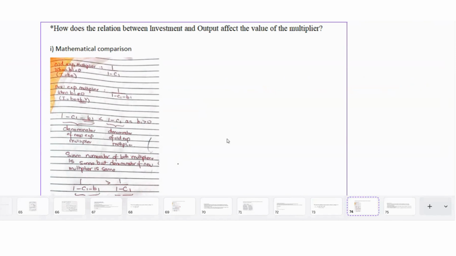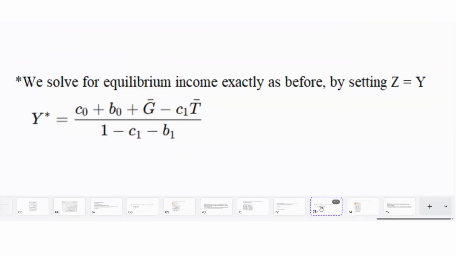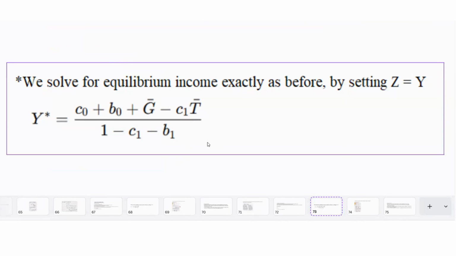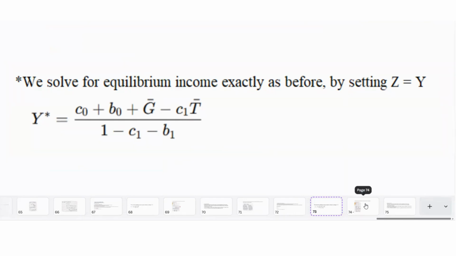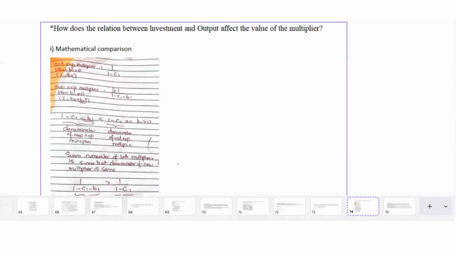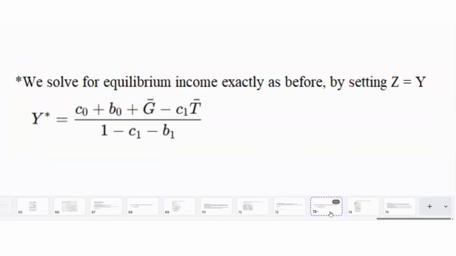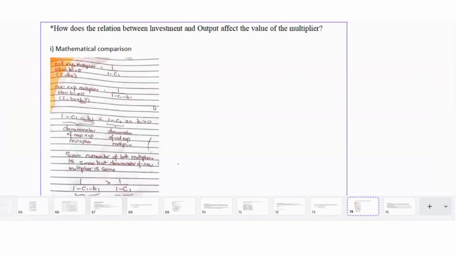Our old expenditure multiplier, when B1 is 0, is just 1 by 1 minus C1. The expenditure multiplier would be the change in equilibrium income due to a change in G bar, due to a change in B naught, or due to a change in C naught. That would measure how equilibrium income changes due to a change in autonomous consumption, autonomous investment, or government spending. So our old expenditure multiplier was 1 by 1 minus C1. The new expenditure multiplier, when B1 is not equal to 0, would be 1 by 1 minus C1 minus B1.